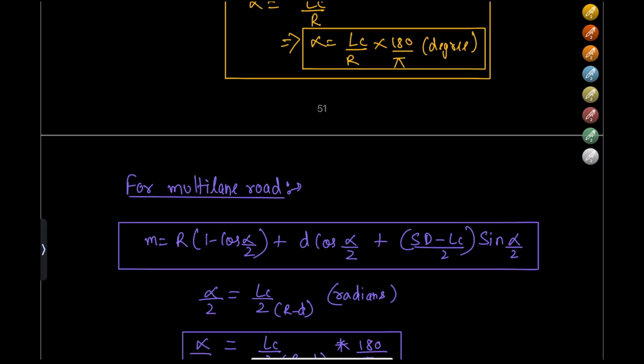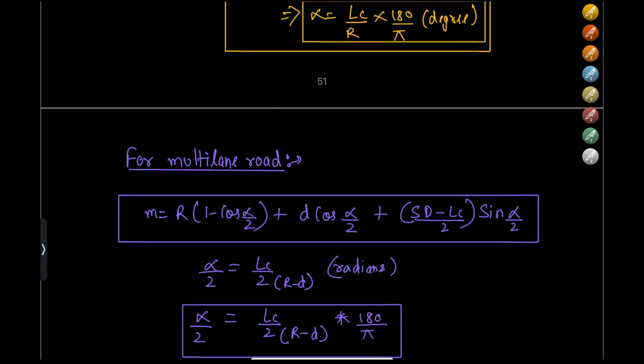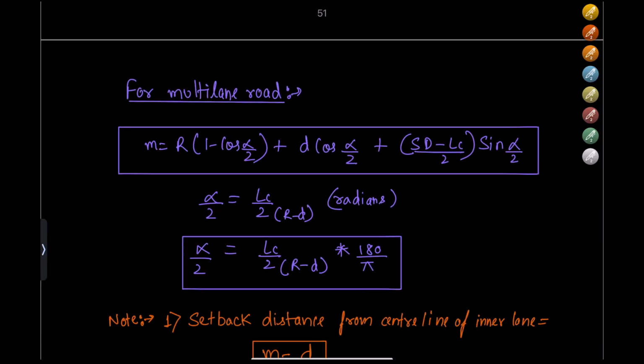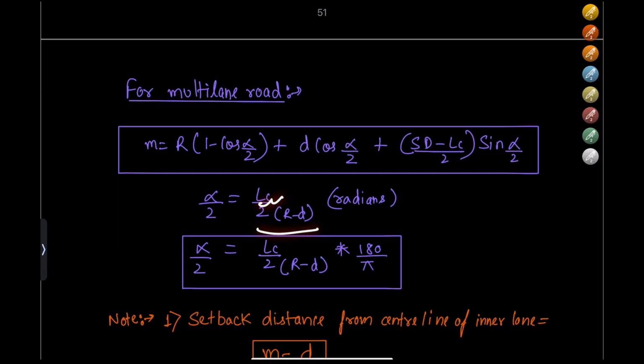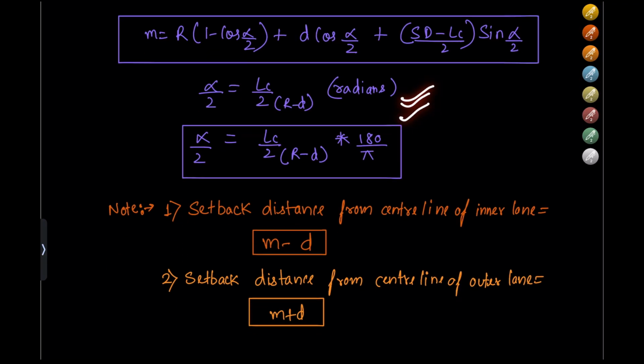Next, for multi-lane roads, how is it calculated? This is a formula that is given and has to be remembered. M is equal to R minus (R minus D) cos alpha by 2 plus (SD minus LC) sin alpha by 2. And alpha is calculated as LC upon 2(R minus D), the 2 and 2 cancel out, and we get alpha is equal to LC upon (R minus D) multiplied by 180 upon pi. So this is how it is all calculated.